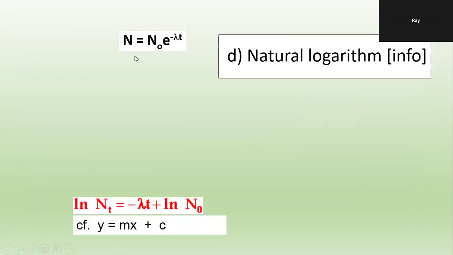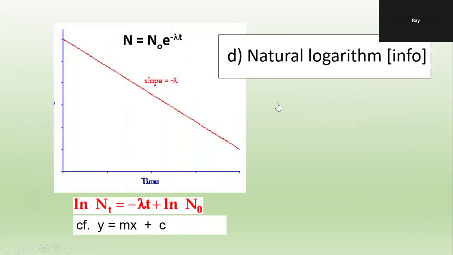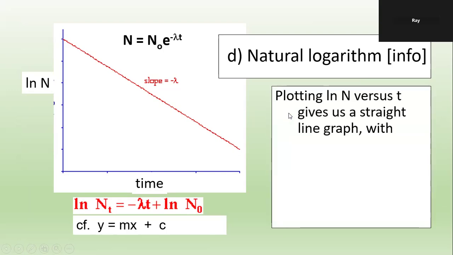Okay, there's a formula. We take the natural logarithm. The equation will be written in this form. Compare with the equation of a straight line. There's your ln N, log to base e. Plotting ln N versus time gives a straight line graph.